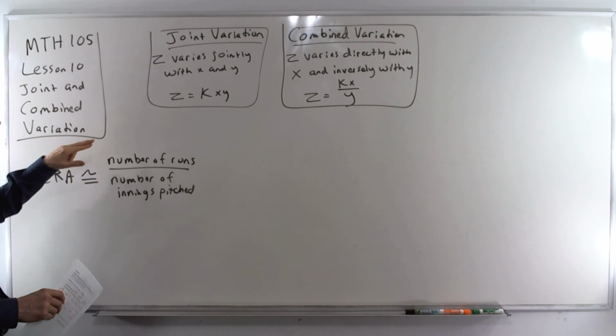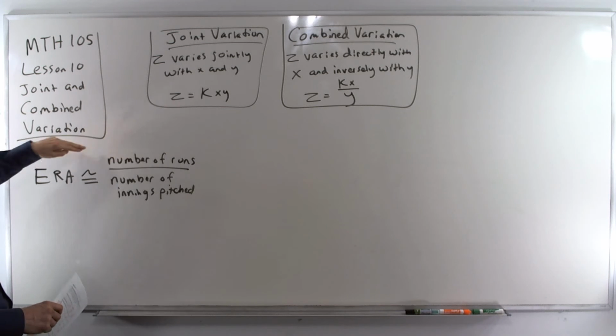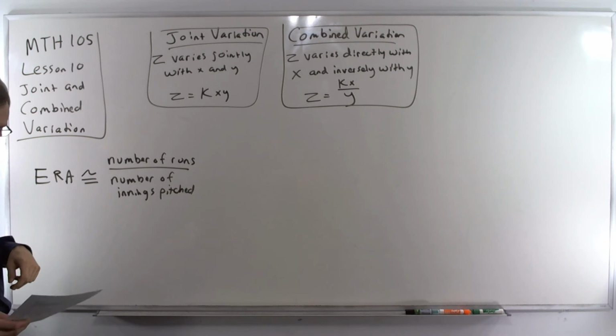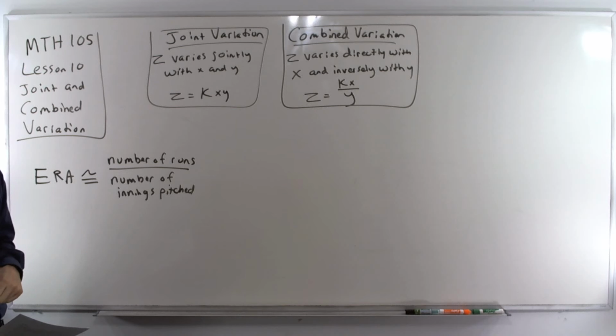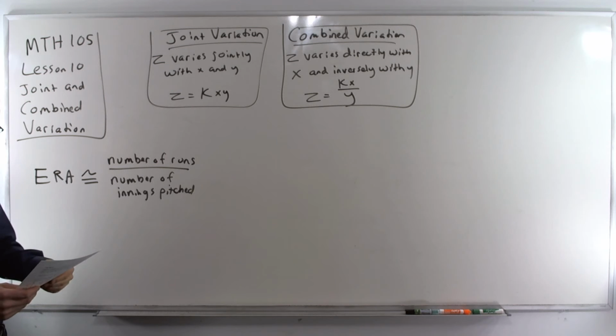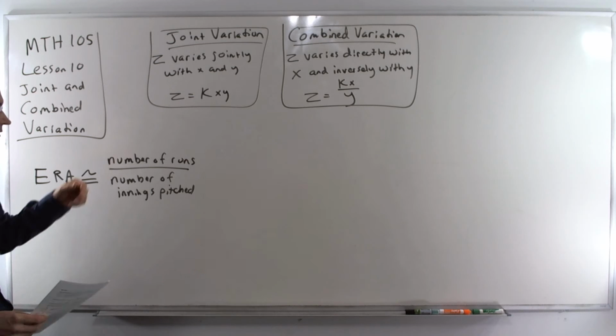All right. Well, since this is on top of the fraction, as the number of runs increases, the ERA increases. And as the number of runs decreases, ERA decreases. So what type of variation is that? They're changing in the same direction. So that means the ERA varies directly with the number of runs.